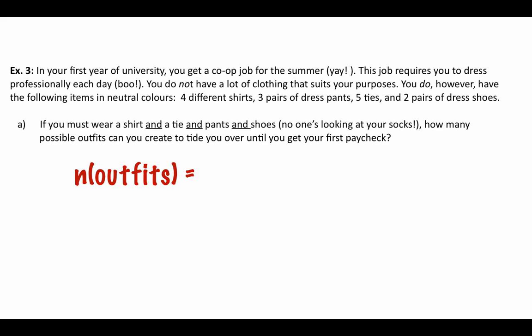But what happens is, as the numbers get larger and larger, the tree diagram becomes less and less functional. It takes up more space, takes too long, and we have the fundamental counting principle, so we don't need it anyway. So basically, we're going to multiply the choices at each stage by each other because they compound in order to find out how many possible outfits we can make. So this notation, n(outfits), says the number of possible outfits, or the number of outcomes for your outfits is. And we're just going to do 4 times 3 times 5 times 2, because we've got our shirt stage, our pants stage, our tie stage, and our shoe stage.